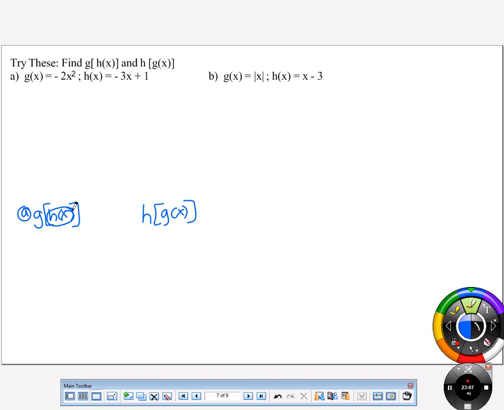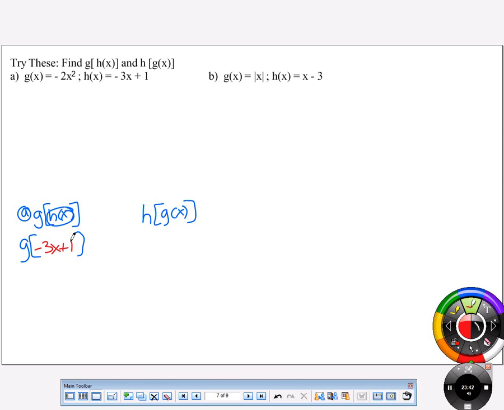Because it's defined as h of x. So what is h of x equal to? So it says h of x is equal to negative 3x plus 1. So what I want to do, though, remember, is I want to take out the name and put in the actual expression or function I want to use. So instead of calling it h of x, I don't want to call it by its name. I want to call it by what h of x is equal to, which is, okay?